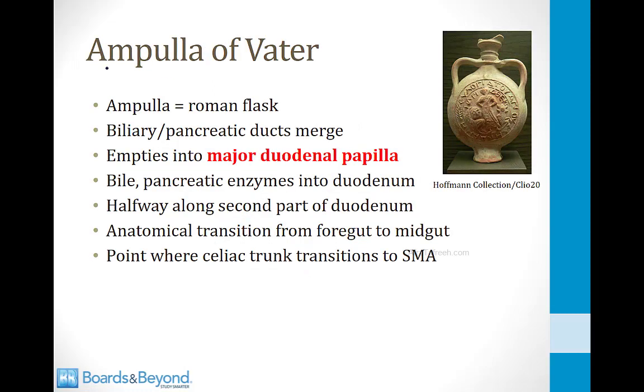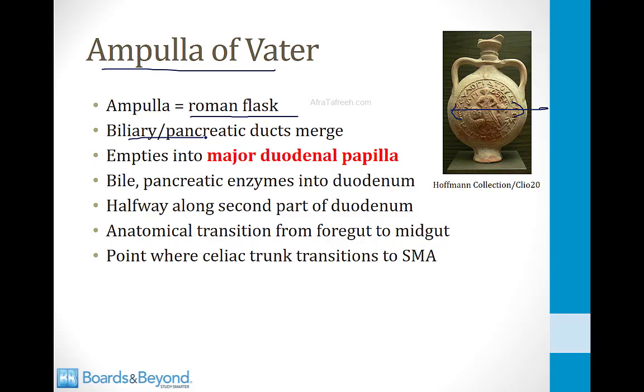Let's start by talking about the ampulla of Vater. An ampulla is a Roman flask. This is a picture of one shown on the screen. You'll notice that it's wide in the middle and it narrows towards the top. So the ampulla of Vater is where the biliary and pancreatic ducts merge, as I showed you on the last slide. And because they merge and then the ducts begin to narrow, it reminded people of the shape of an ampulla, and hence the ampulla of Vater was named.